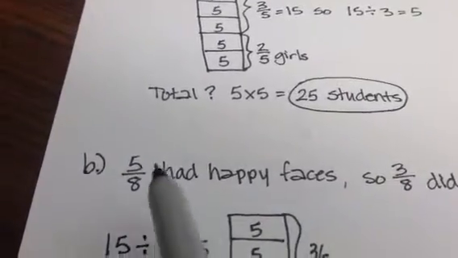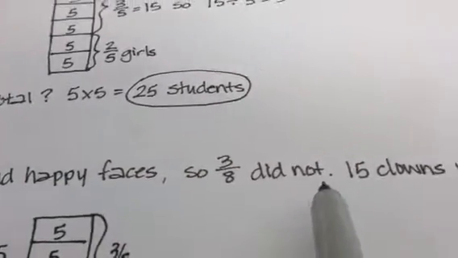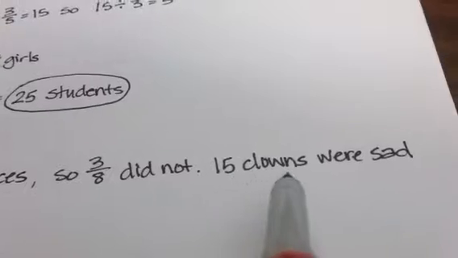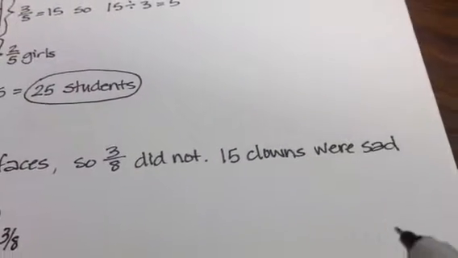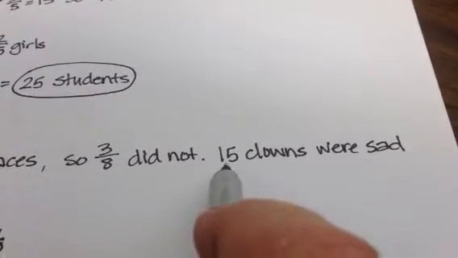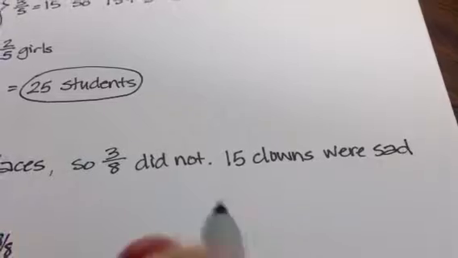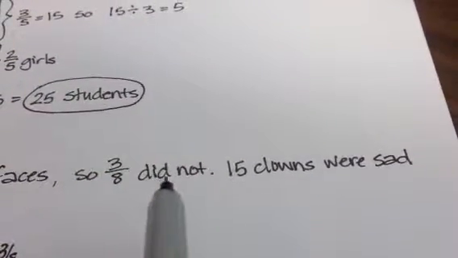Then they're going to talk to you about clowns that have happy faces and not happy faces. So 5/8 had happy faces, which means 3/8 did not. And then they're going to tell you 15 clowns were sad. So right now, I know that 3/8 equals 15. I want to know what 1/8 equals. So I'm going to divide 15 by 3, and remember we just did that, so it's 5.